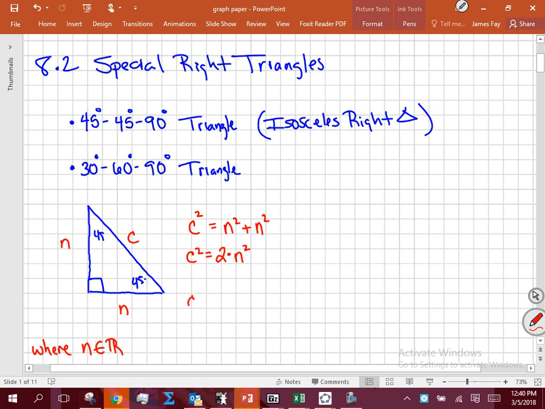Then to solve for C, we would just square root the left-hand side. When I square root the right-hand side, doesn't it become square root of 2 times the square root of n squared? Because n squared is now a perfect square, right? What's the square root of a perfect square? It's just n. So the square root and the power of 2 cancel each other out, and you're left with root 2 times n. I don't like writing it that way, so I'm going to put the n out front: n radical 2. So this hypotenuse here is n radical 2.